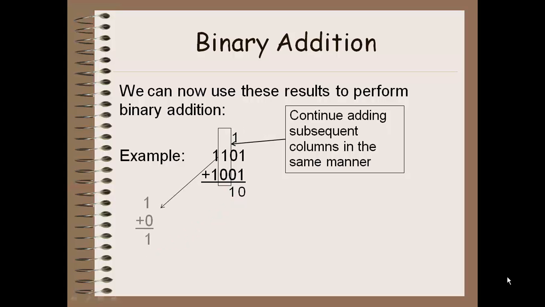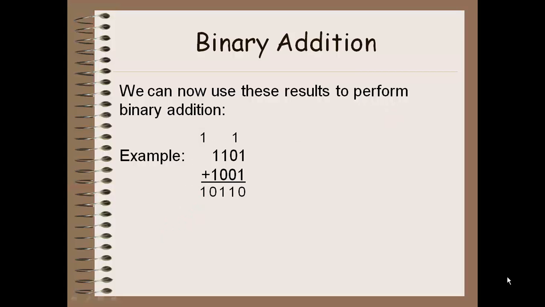I move on to the next column. 1 plus 0 is 1. Write it down. And in the final column, 1 plus 1 is 1, 0. So I write down the 0, carry the 1. There's nothing else to add it to, so I just write it down below. So in this case, 1101 plus 1001 is going to equal 10110.